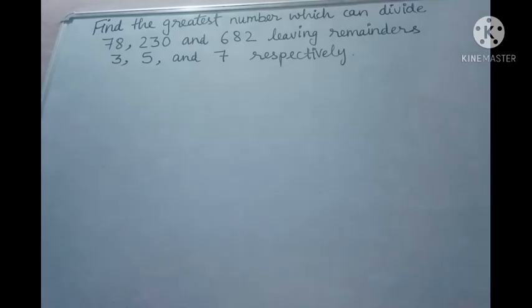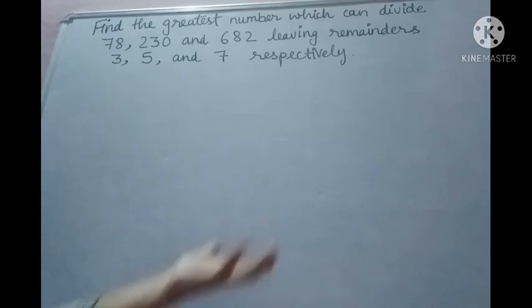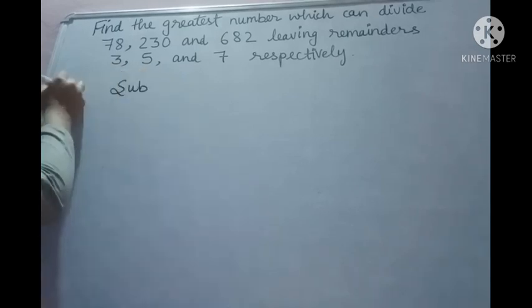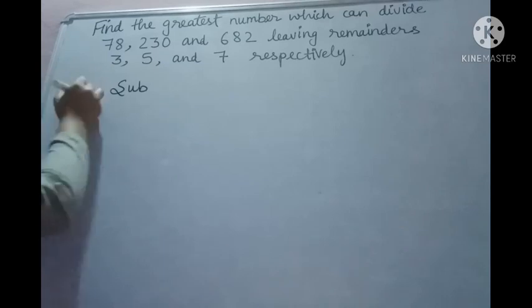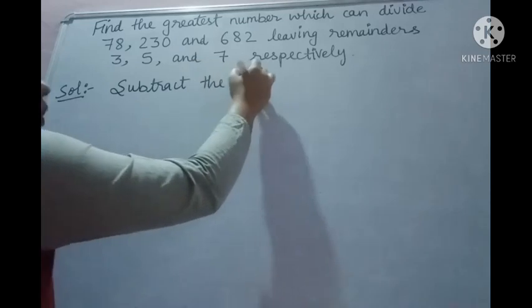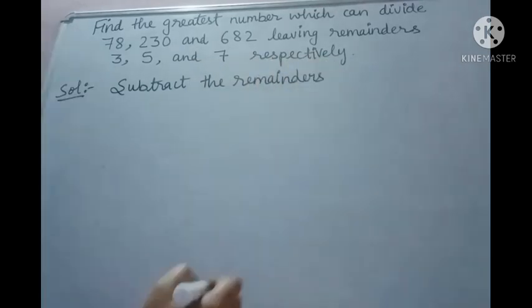Now how will we find it out? Always remember, in order to find out the greatest number when some remainders are there, you need to subtract the remainders from the numbers. So in the solution I am doing here, the very first thing is to subtract the remainders from the numbers.